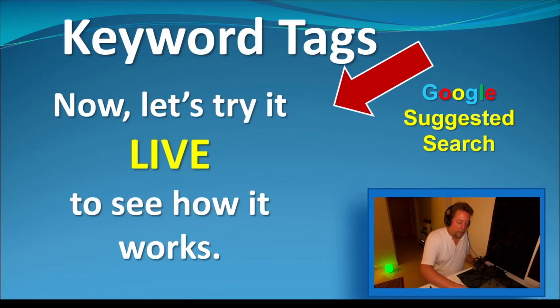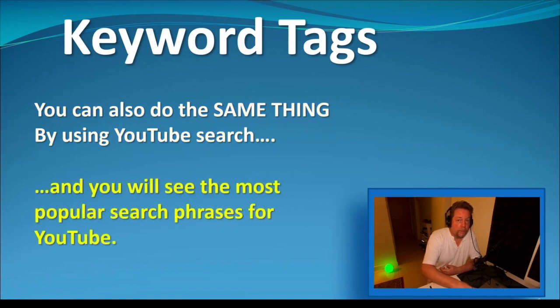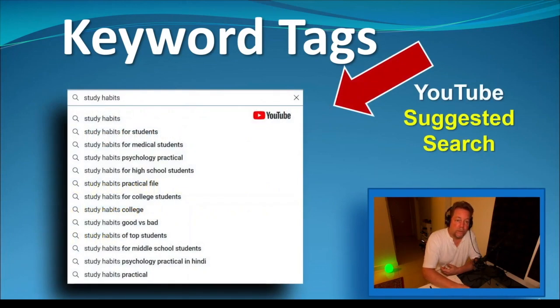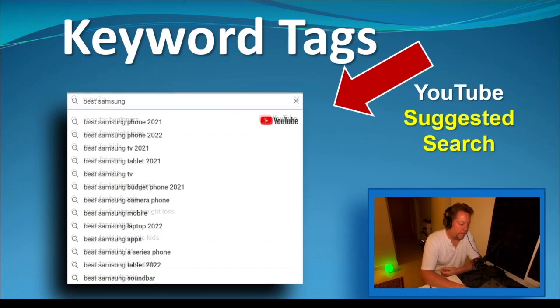Okay, so we did that on Google. The same thing can also be done almost exactly the same way. Since if you're a YouTube channel, you're doing SEO for YouTube videos, you can use Google, but you can also use YouTube, and it does a suggested search to see what the most popular search phrases are. So this is a YouTube search, study habits, and you can see the whole drop-down list, right? Yoga for, look at all these things: for beginners, for weight loss, for men, for women, beginner men, weight loss, let's see, sciatica, lower back pain, okay?